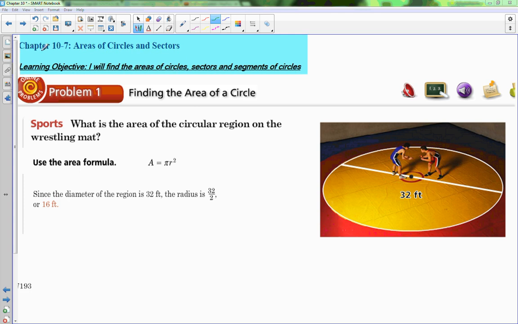Alright, so this is Chapter 10, Section 7, Areas of Circles and Sectors. In this section, you'll find the areas of circles, sectors, and segments of circles. So the really important component I wanted you guys to write in your notes when finding the area of a circle is the formula for the area of a circle, which is A equals pi times radius squared.